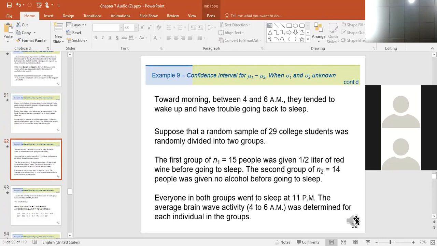Suppose that a random sample of 29 college students was randomly divided into two groups. In Germany they don't have a drinking age, so for us we have to add that the students are at least 21. Let's say I told you to drink alcohol when you are not yet 21. The first group, N1, is 15, and the second group, N2, is 14 people. Everyone in both groups went to sleep at 11 p.m., and the average brainwave activity was determined for each individual in the group.